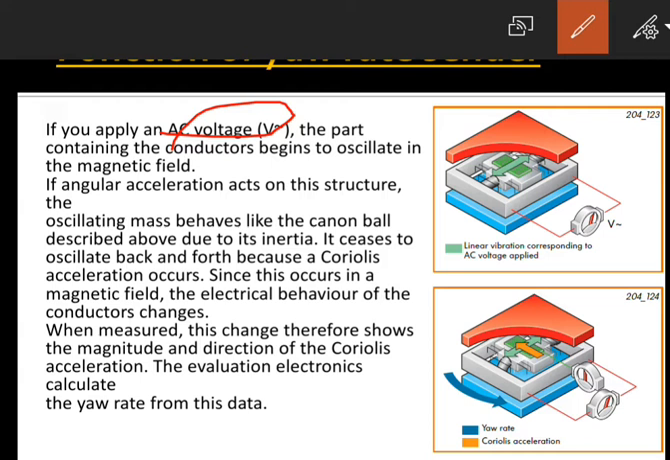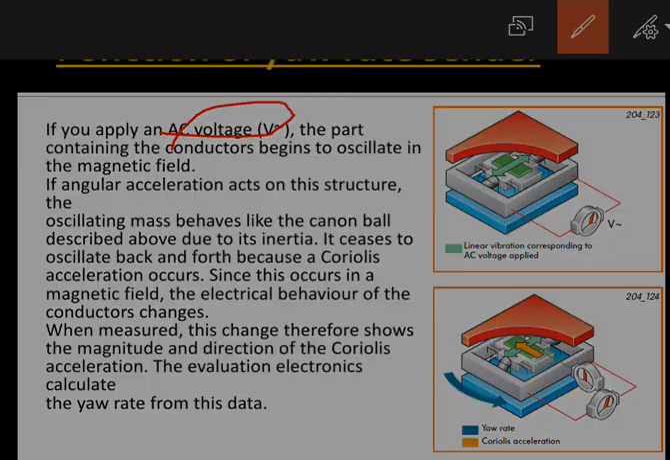Since this occurs in a magnetic field, the electrical behavior of the conductor changes. The measured change therefore shows the magnitude and direction of the Coriolis acceleration. And the evaluation electronics calculate the yaw rate from this data. By taking this data, we send a signal to the ABS control unit, which takes feedback from this sensor.